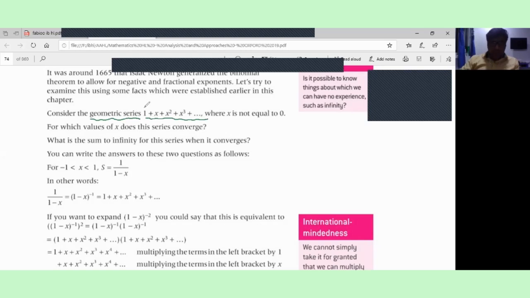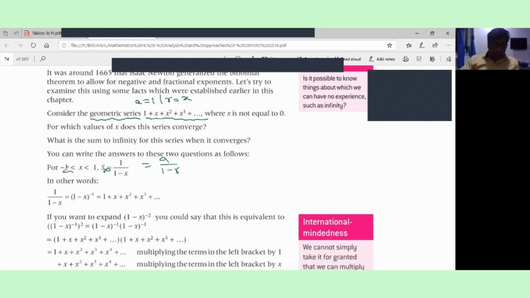Right? With this geometric series, what is my first term? My first term is 1. Right? What is the common ratio? The common ratio is x. So, if I want to find the sum of infinite terms, what is the formula? The formula is a upon 1 minus r. So, this is the sum till infinity.